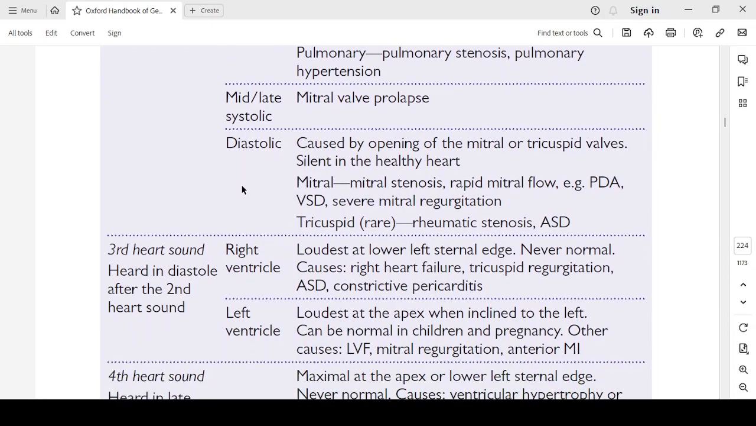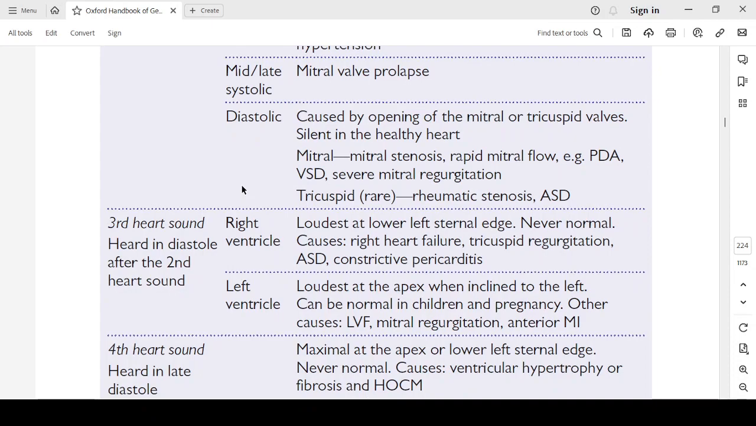Diastolic clicks are caused by opening of the mitral and tricuspid valves. Diastolic clicks are silent in a healthy heart. Mitral clicks: mitral stenosis, rapid mitral flow, PDA, VSD, severe mitral regurgitation. Tricuspid: rheumatic stenosis or ASD.